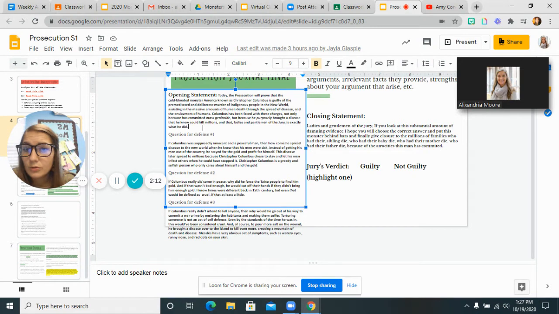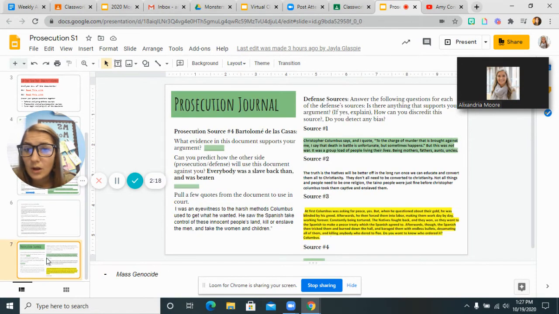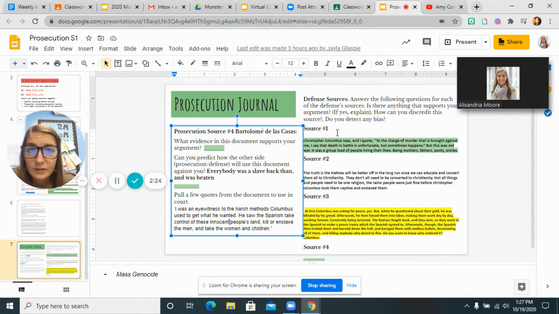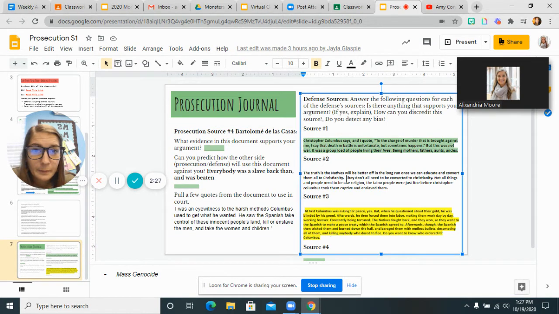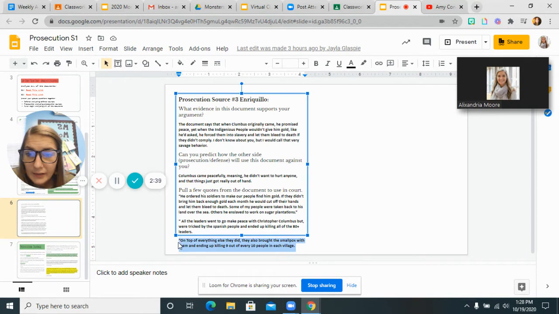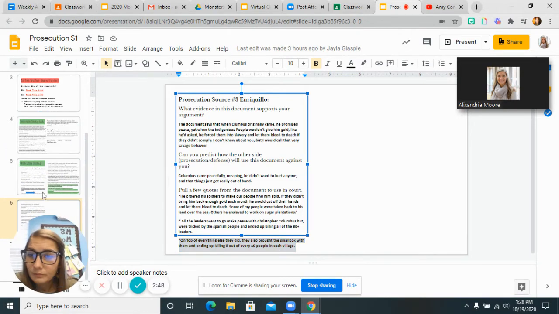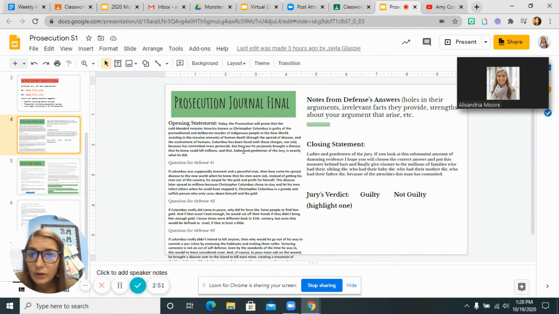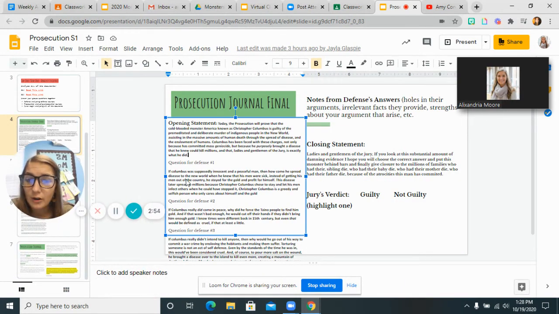You can also strengthen your opening statement or your questions with citing textual evidence. So on your slides, let's see if they have any textual evidence we can pull. This quote right here: on top of everything else they did, they also brought the smallpox with them, ending up killing 9 out of every 10 people in each village. So you could take that quote and insert it into your question or your opening statement just to make your argument a little bit stronger.